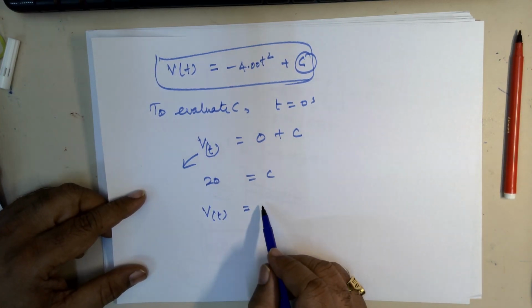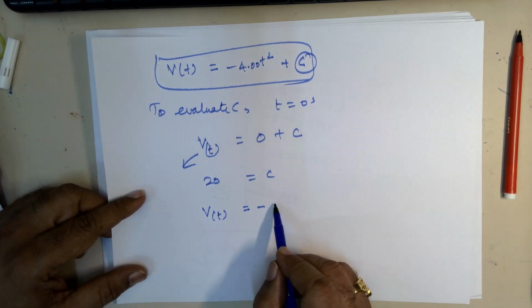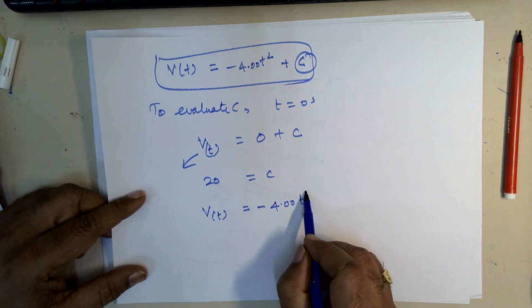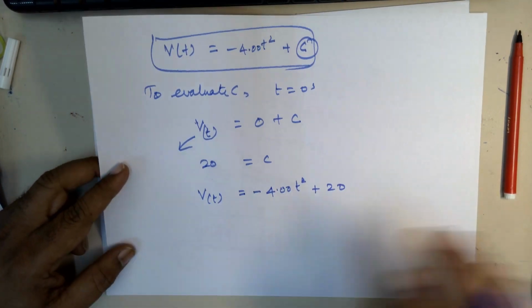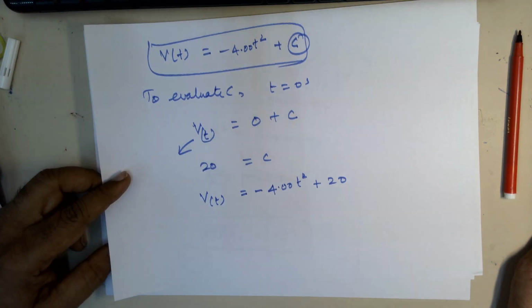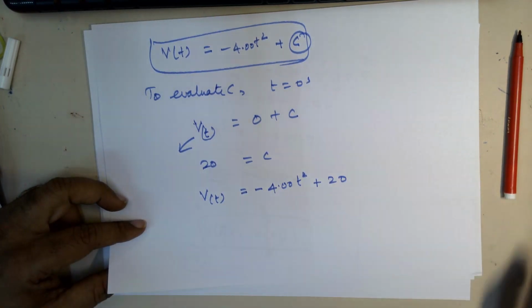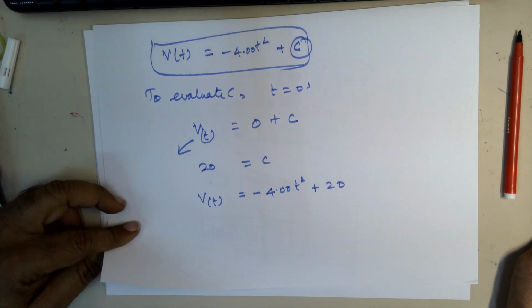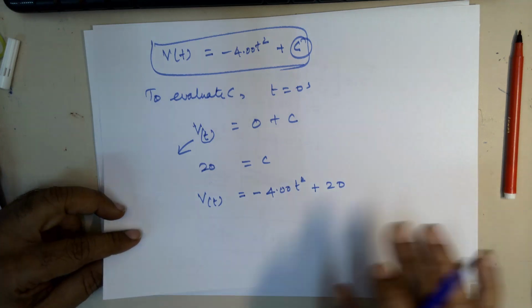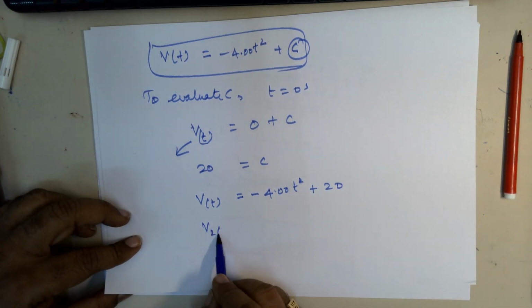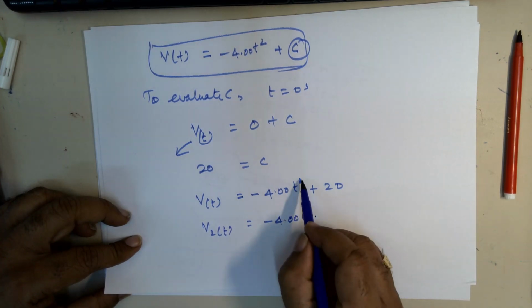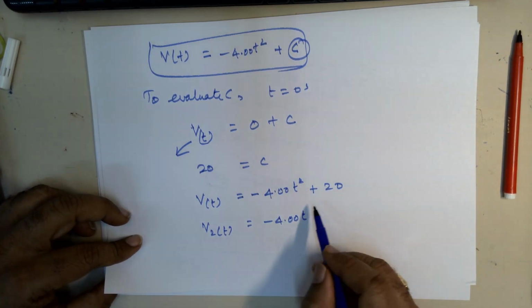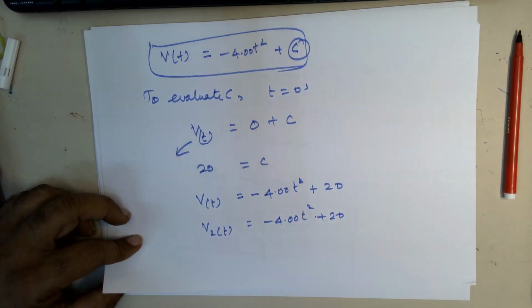So now v at the t is equal to minus 4.00 t squared plus, the c value is 20, so you can put 20. Are you able to follow? And this v at t is the v2, is it not? Second particle. So let us bring about this v2 of t is equal to minus 4.00 t squared plus 20.